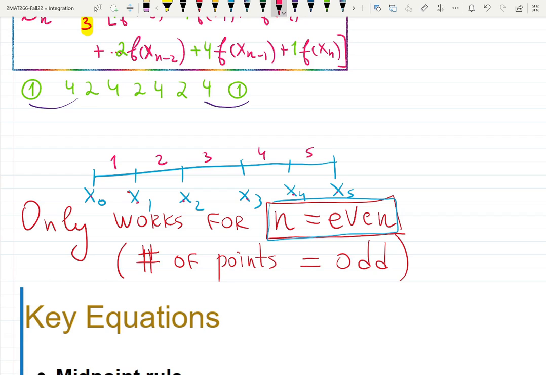We will have to make sure we have an even number of n intervals. So I will add one more point, or basically divide by one more. And that will make Simpson's rule work.